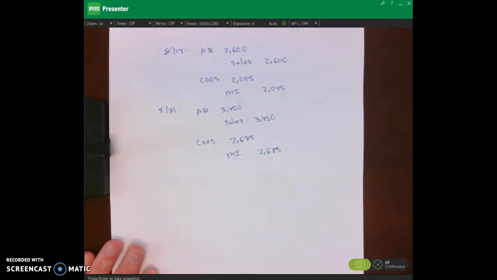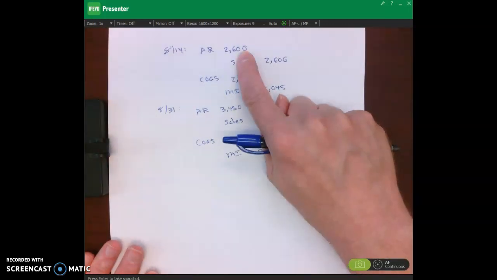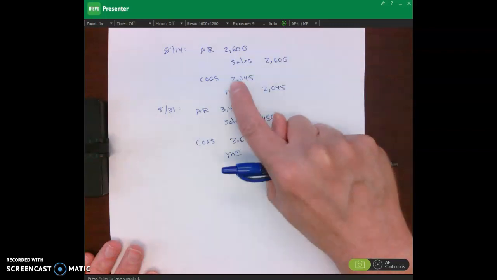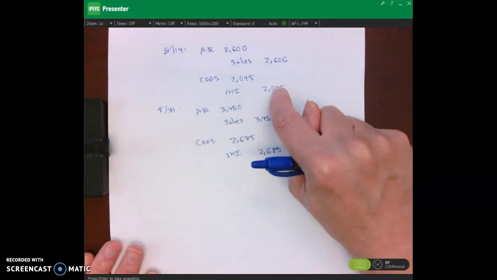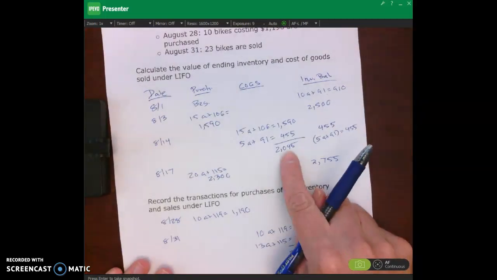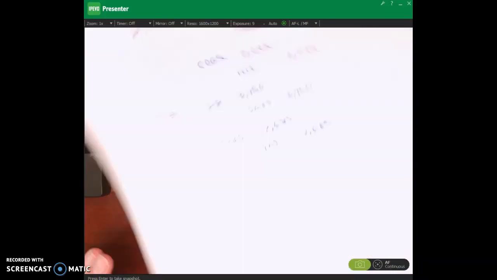So with that, the journal entries to recognize the sales are always the same. It's always accounts receivable, debit, sales, credit, $2,600, which is the 130 times the 20 bikes. My debit to cost of goods sold and credit merchandise inventory, 2,045. Where did I get that? Straight from my table. Okay.